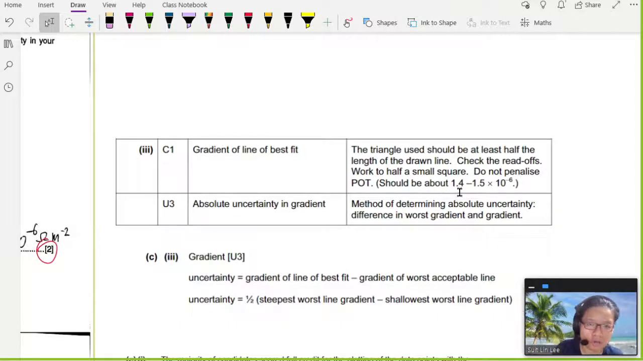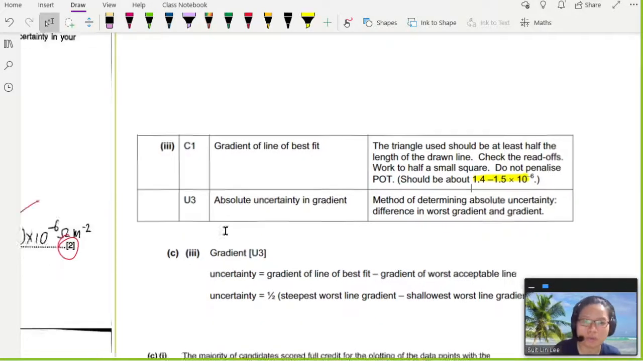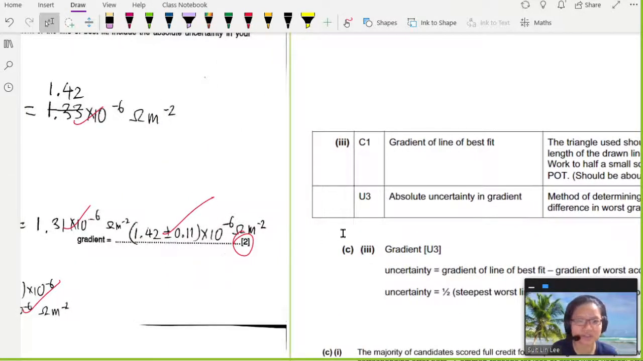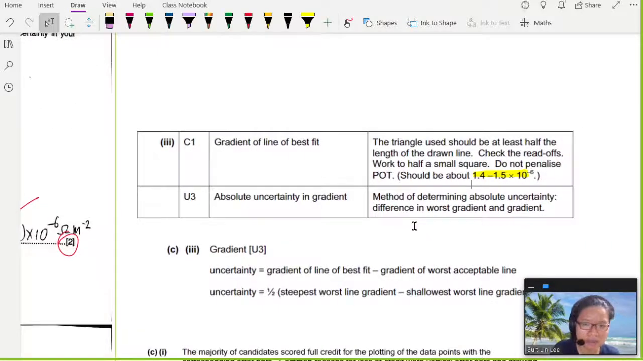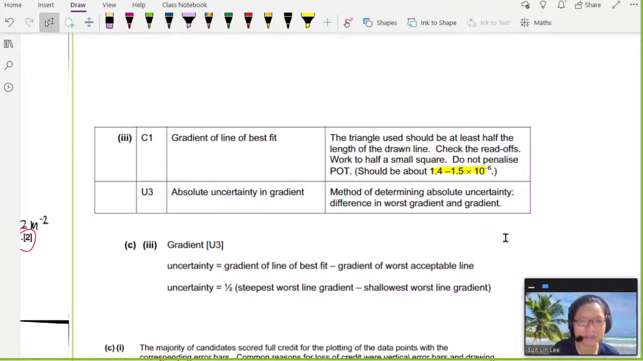But although that, you still have to have this range. So we're talking about 1.4 to 1.5. Wow, in the range, very nice. Absolute uncertainty: the method in determining absolute uncertainty would be the difference between the worst fit line and the best fit line.